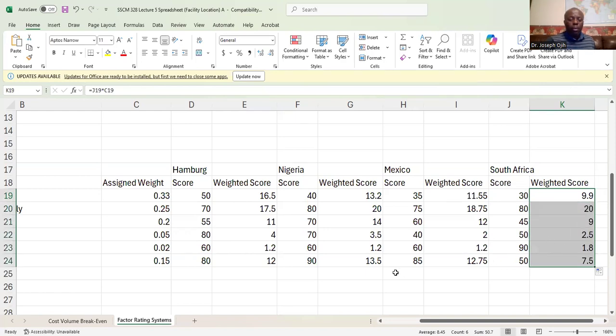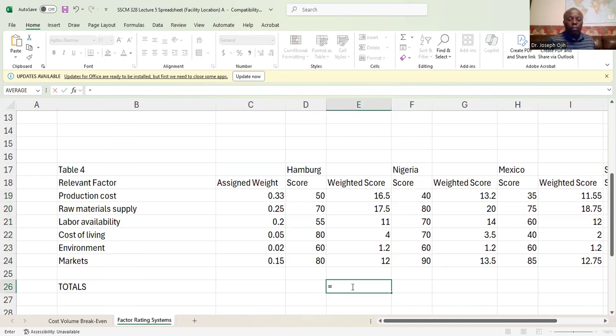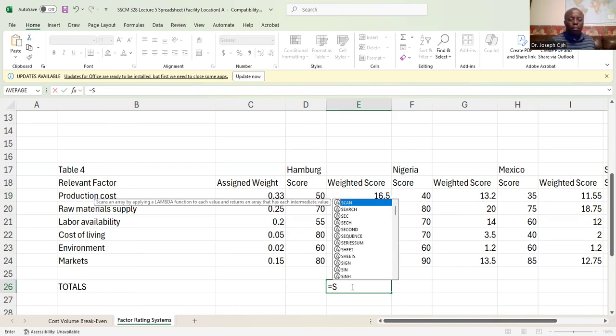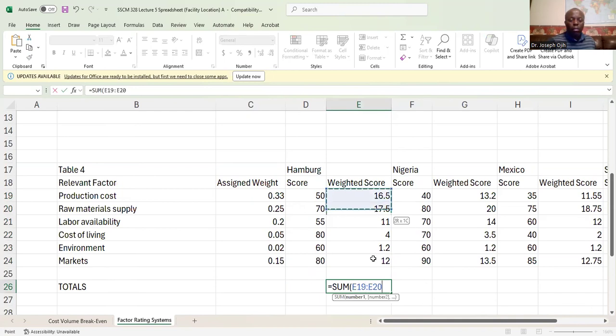Okay, now we can get the total. You can see the total right here, totals. You add all the weighted scores. For Hamburg, it is sum. Sum this.